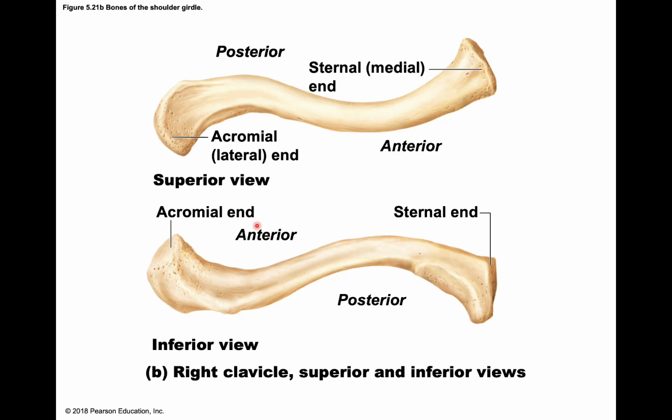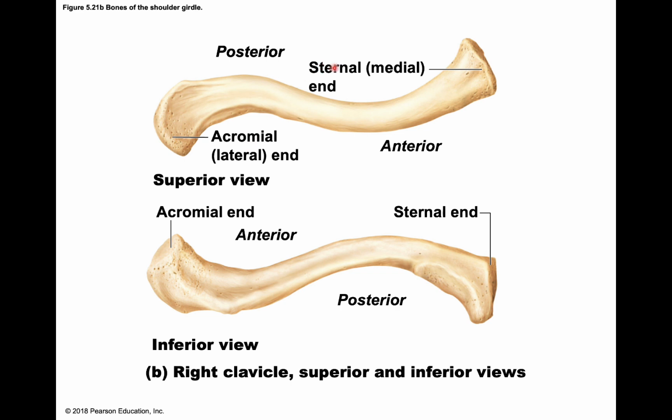We'll start with the clavicle. The clavicle has a superior view and an inferior view. So this will be the top view of the clavicle. This is the underside of it, the inferior view. You have two ends of a clavicle. One is called the sternal end. It's a little bit more nubby. It has a flat side to it here. And then you've got the acromial end. This is more like pancake shaped. It's a little bit more flat, less blunt.